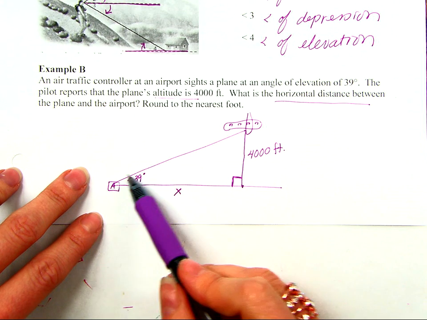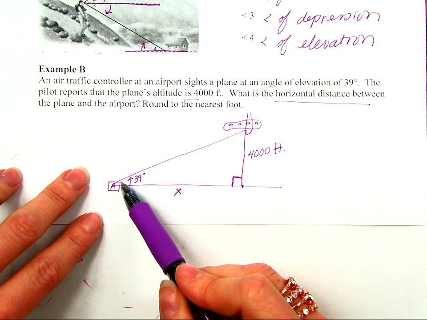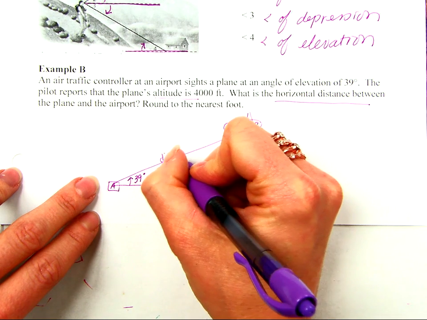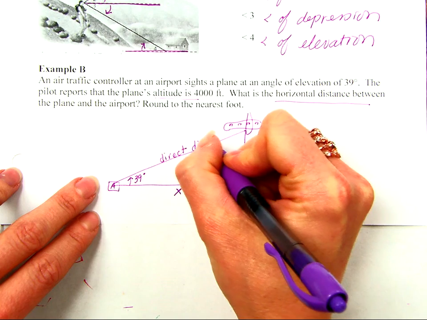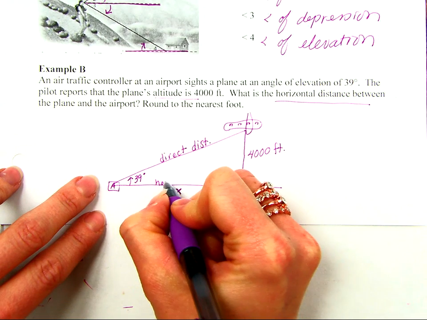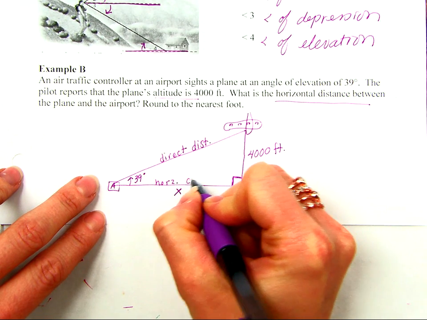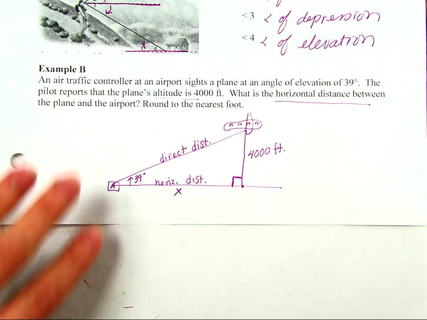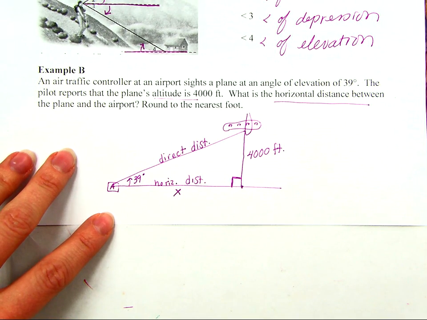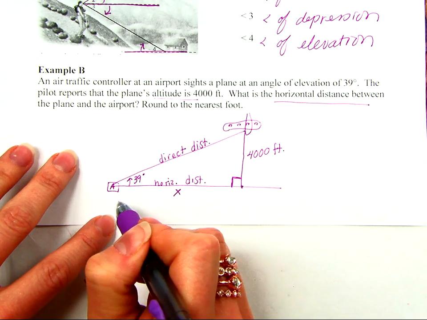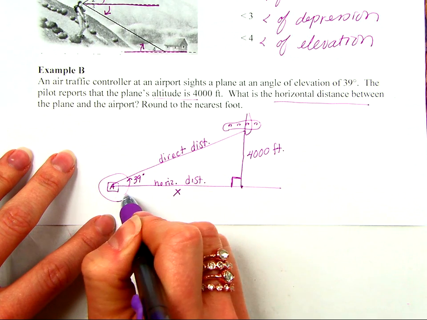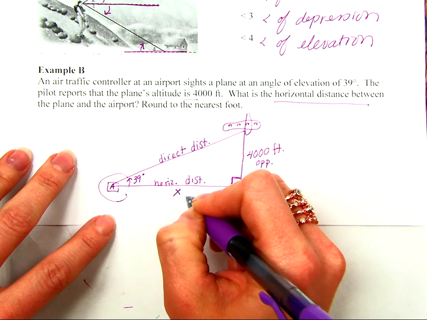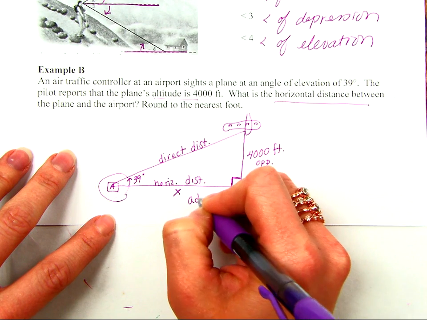What would they call it if I were solving for the hypotenuse? Well, that is something that they would call the direct distance. So this is the direct distance. This would be the horizontal distance. Now, setting up to solve, if I worked off of my 39-degree angle here, my 4,000 feet would be the opposite side, and I'm solving for the adjacent.